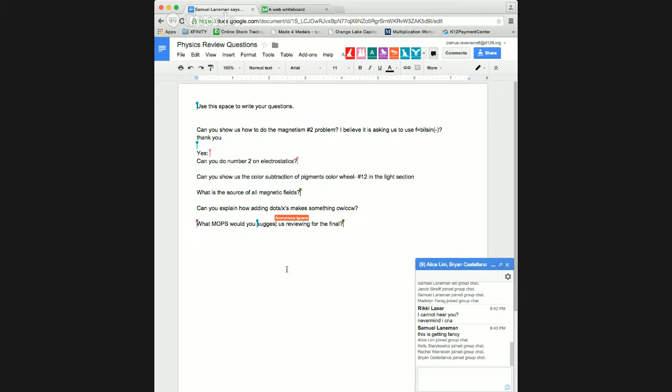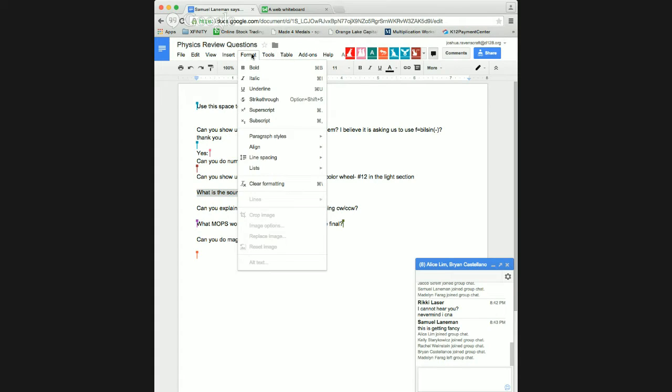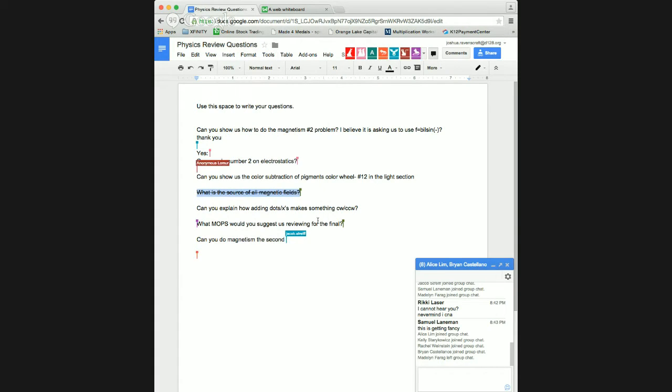Oh, the source of all magnetic domains. So that's the next one I see. It's an atomic structure. That's something that Mr. Rush, I know, asked during the magnetism unit. I'm going to tell you that that's not something you really need to know. So I'm going to put a line through that one here, if I can.